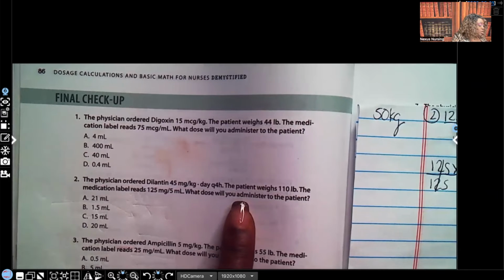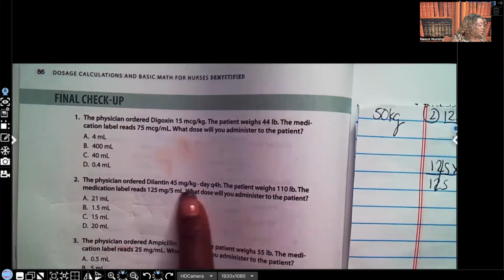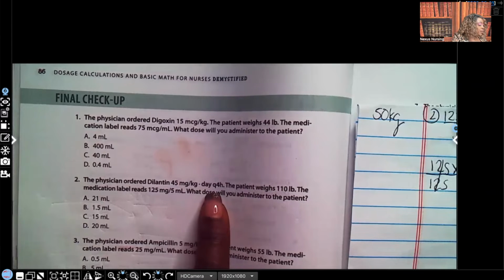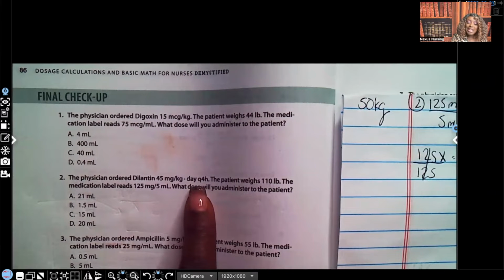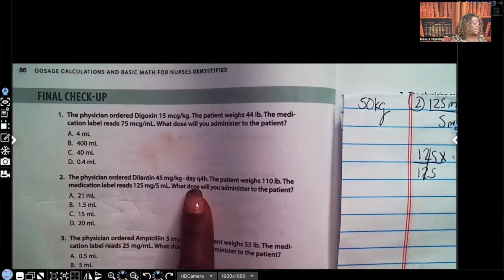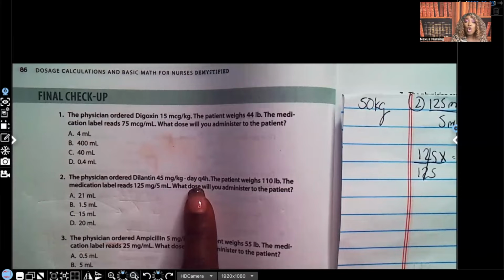So if you go back to the order, it says that we're giving this medication every 4 hours. If you're giving a medication every 4 hours, how many times are you going to be giving that medication? 6. Why? 4 times 6 is 24. Just like if it said to give the medication every 6 hours, then you'd be giving 4 doses. But since it said to give every 4 hours, we know that we're giving 6 doses. We are giving this medication 6 times.